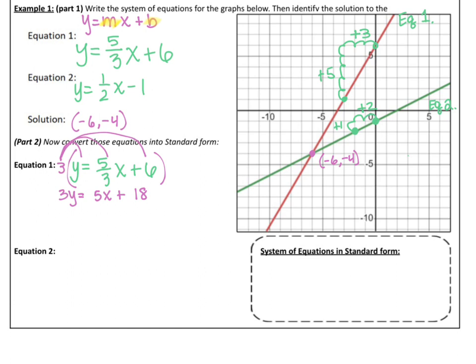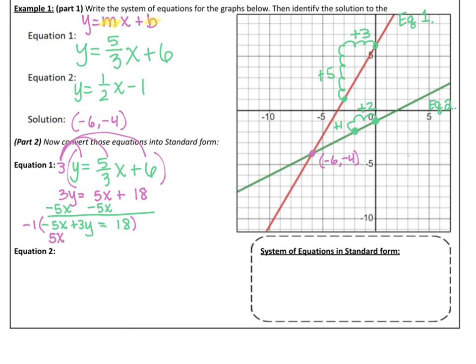From there, we need to move the x and y onto the same side of the equation. So I'm going to subtract 5x from both sides of the equation, which leaves me with -5x plus 3y equals 18. Now we have a negative a value. We can't have a negative a value. So I'm going to multiply everything by -1.